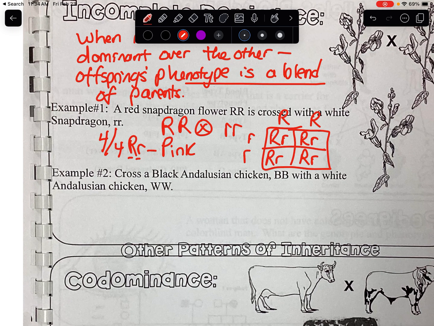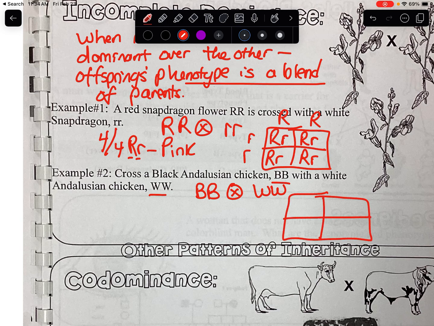This problem has two different letters, which is legal. So we can have a black chicken times a white chicken. Again, it's the same. You're going to separate your alleles. You're going to fill out the little monohybrid Punnett square, and you're going to get gray chickens.